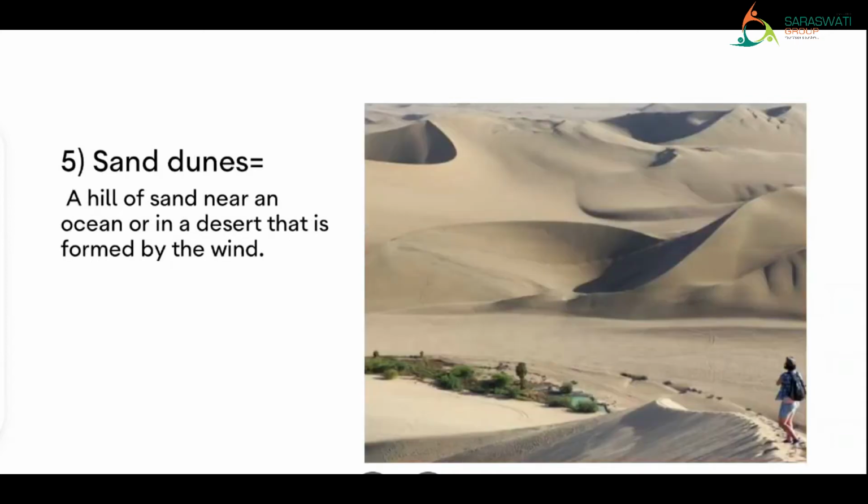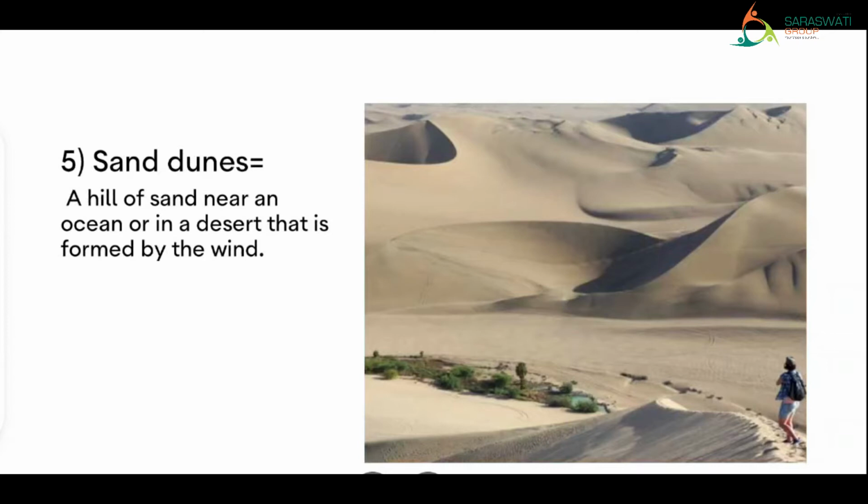Next, sand dunes. Sand dunes means hill of sand near an ocean or in the desert that is formed by the wind. See here in the picture you can see there are small hills. Now these hills are made by the deposition of sand. When the wind blows from one direction to the other, it carries the sand along with it, and when it becomes weaker, the sand gets deposited to the new place, right?